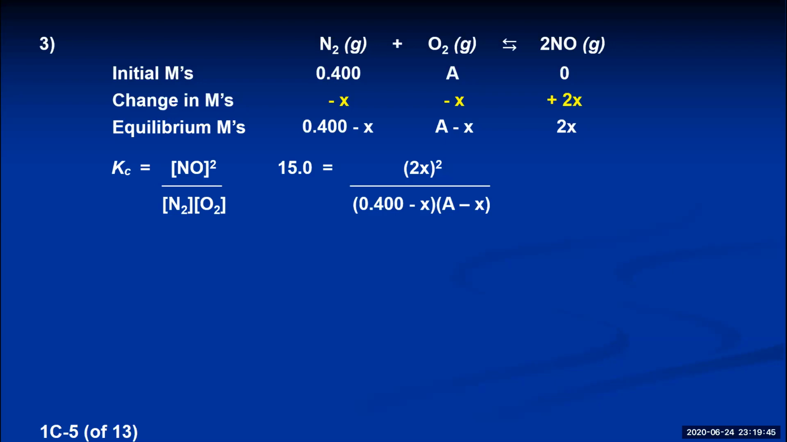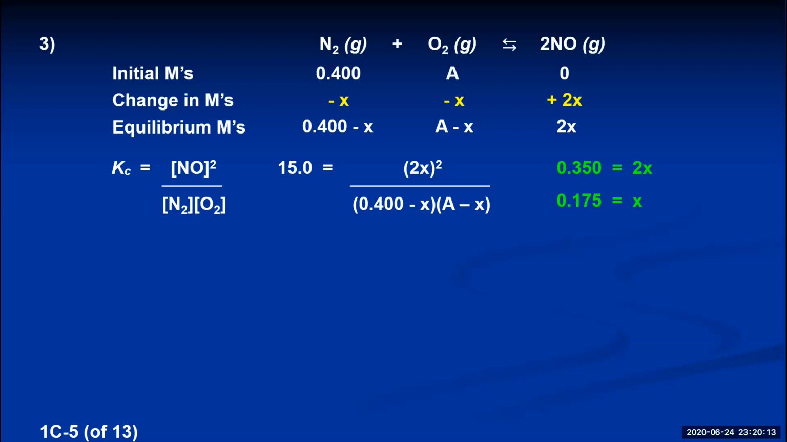The question is asking for A, the initial molarity of O2, so we have to find a way to determine x. And that's determined by the fact that the equilibrium molarity of the nitrogen monoxide is supposed to equal 0.350. And that 0.350, if it equals the equilibrium molarity of nitrogen monoxide, must equal 2x, because 2x is the algebraic equilibrium molarity of NO. So we can solve this for x.